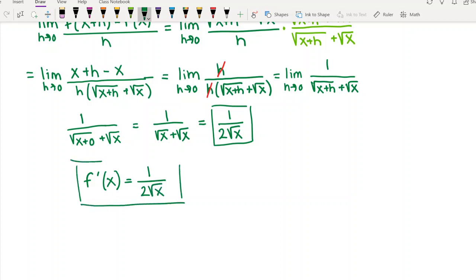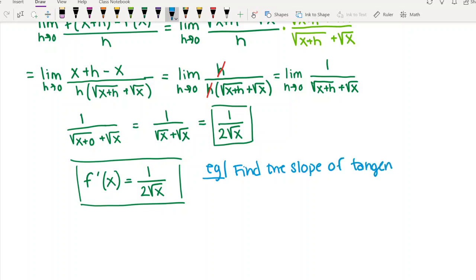So just to give a quick example, let's say you wanted to find the slope of the tangent line to f of x equals square root of x at x is equal to 1. You would plug it into your derivative function: f prime of 1 is equal to 1 over 2 times the square root of 1. So that slope is equal to 1/2.